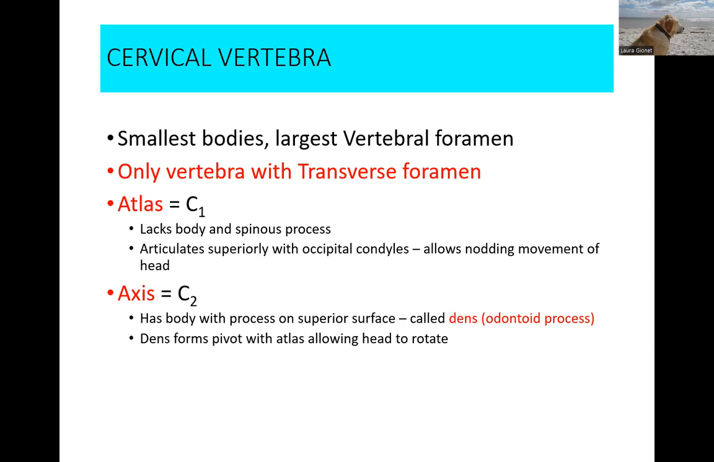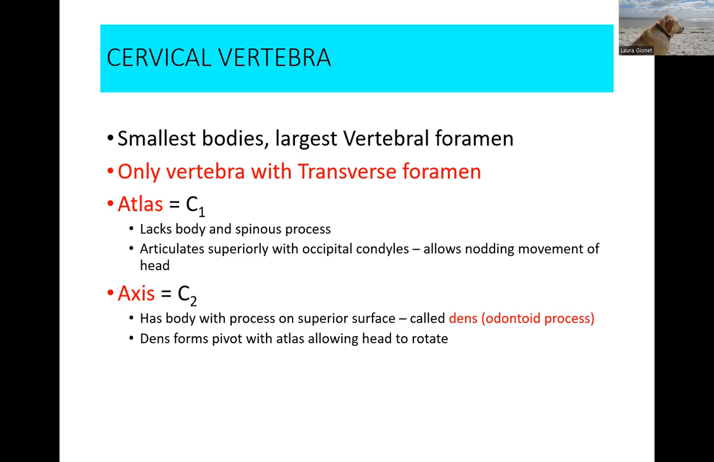See, Atlas bone kind of looks like a ring. It doesn't have a substantial body at all, nor does it have a spinous process. They're actually called arches, an anterior and a posterior arch. But it does have transverse foramen in its transverse processes, just like axis.